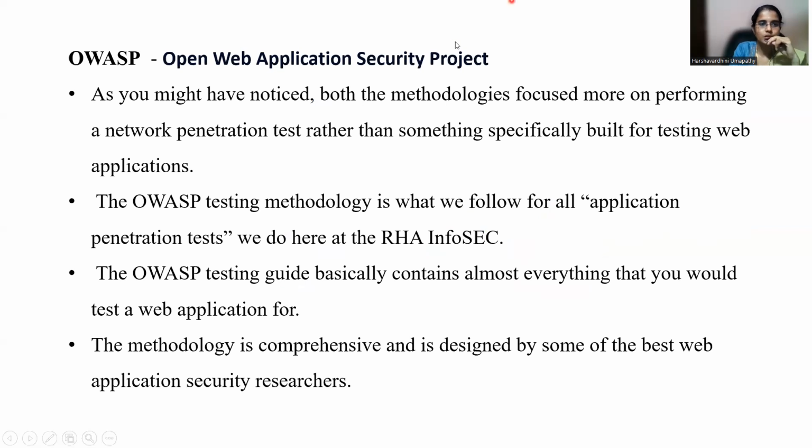Then the last one, OWASP, that is the Open Web Application Security Project. This methodology is much easier compared to the other two. Here in OWASP, we follow application penetration testing. This OWASP mainly consists of everything a tester needs to test for a web application. Next one, this methodology is much more comprehensive, and it is designed based on web based application security research.